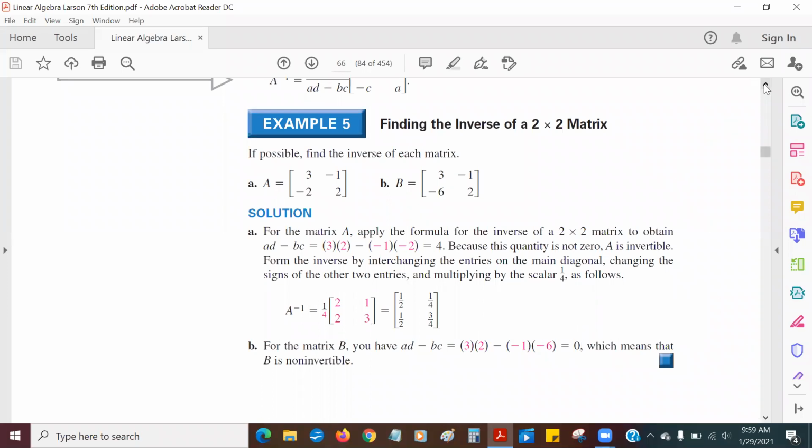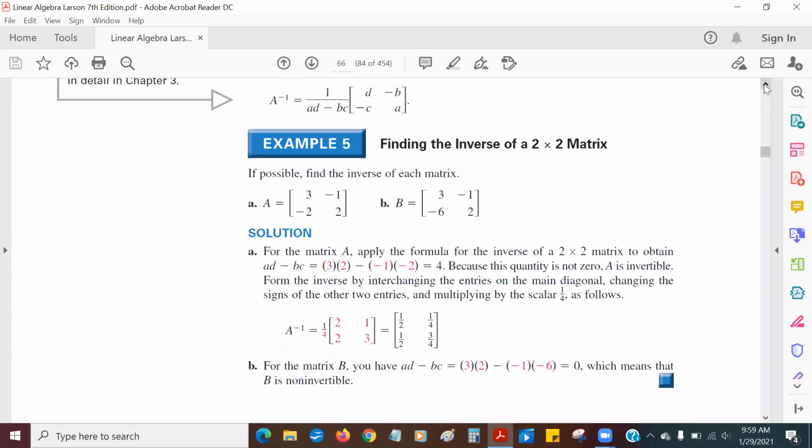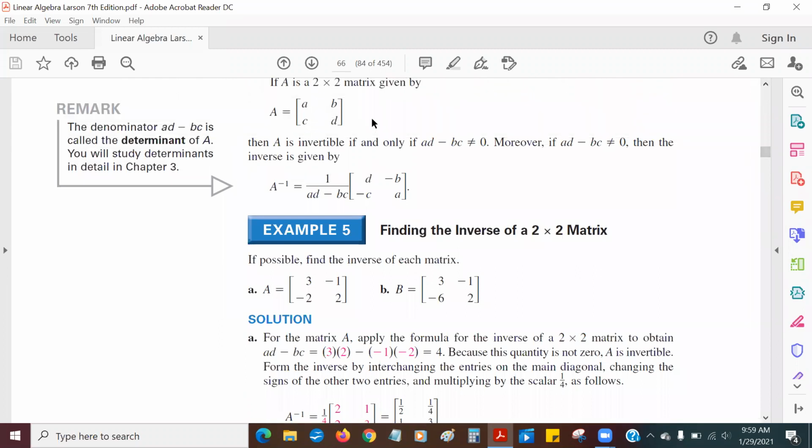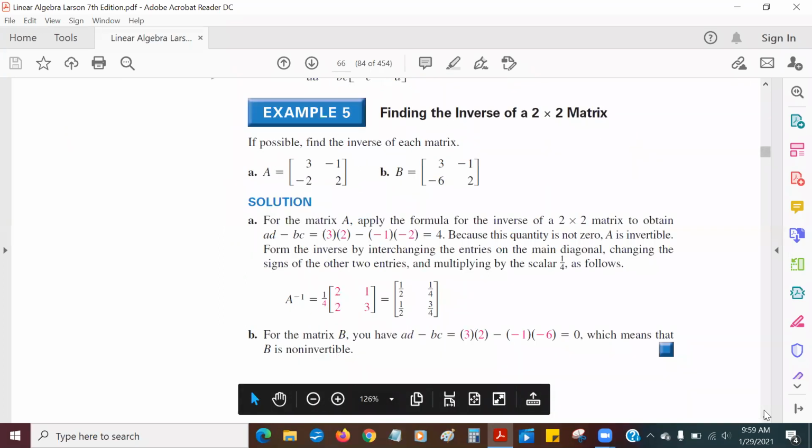Now, whenever AD minus BC equals 0, that means that AD equals BC, which means that these are in proportion to each other. Which means if these represent coefficients of a line, then they would either be parallel or they would be on top of each other. Either way, there's no inverse. Parallel lines never meet, and so forth.